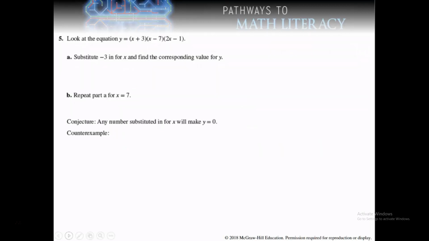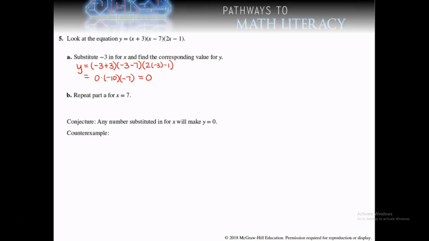In number 5, we'll look at a more mathematical example. So we've got an equation, and part A asks us to substitute -3 in for the x value. So we'll have y equals parentheses -3 plus 3, close the parentheses. Another set of parentheses, -3 minus 7, close those parentheses. Another set of parentheses, 2 times -3 minus 1, close those parentheses. So that gives us 0 times -10 times -7, and that comes out to 0.